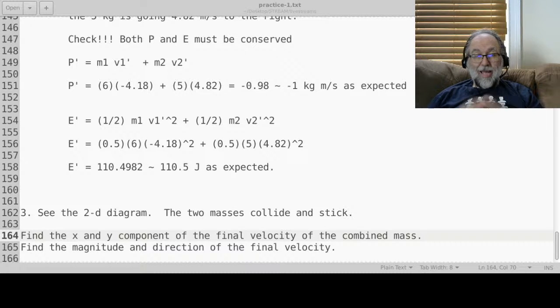So the first question, x and y, that's Cartesian. The second question is polar. Now, when you do these problems, you have to do them in Cartesian, because the way it works is that the total momentum in the x direction will be conserved, and independently of that, the total momentum in the y direction will be conserved. Okay, so let's take a look at the diagram here.